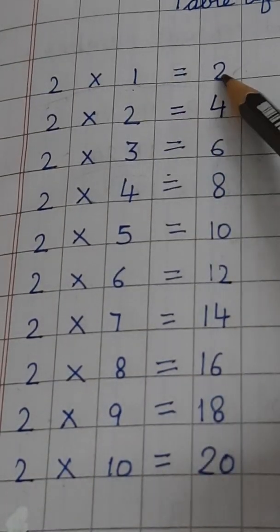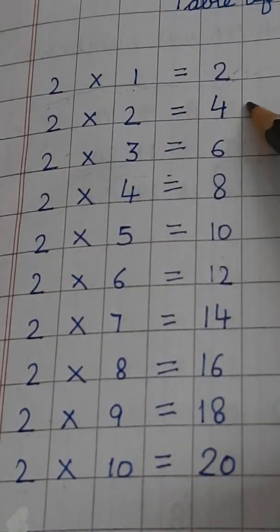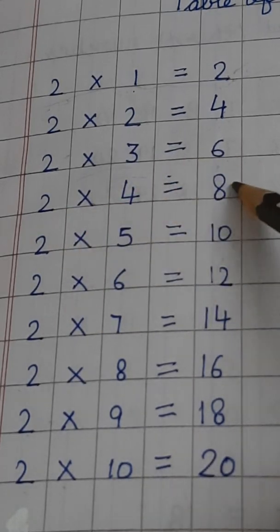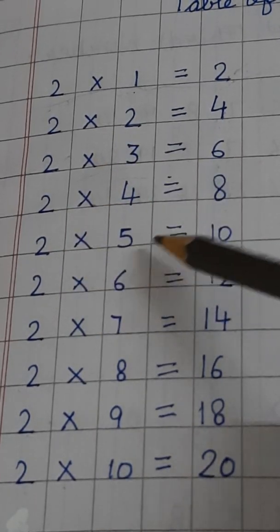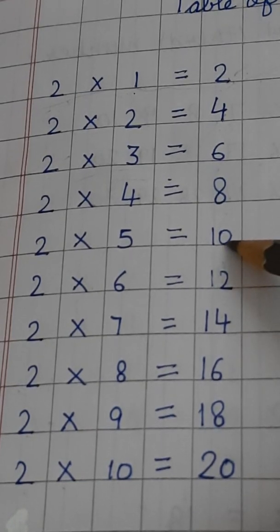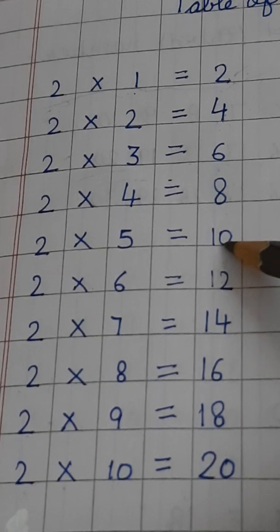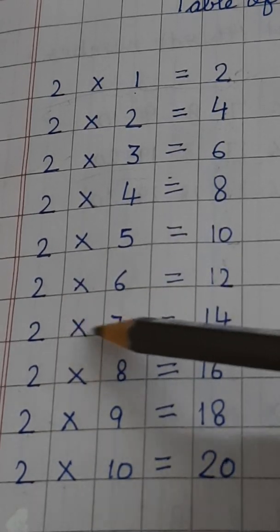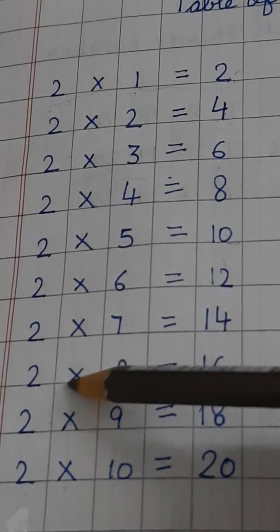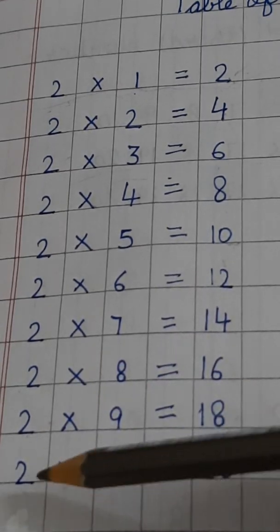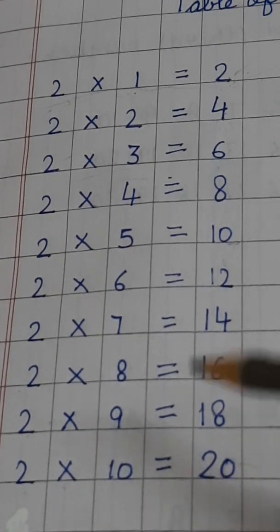2 1s are 2, 2 2s are 4, 2 3s are 6, 2 4s are 8, 2 5s are 10. Children, please repeat after me. Okay, 2 6s are 12, 2 7s are 14, 2 8s are 16, 2 9s are 18, 2 10s are 20.